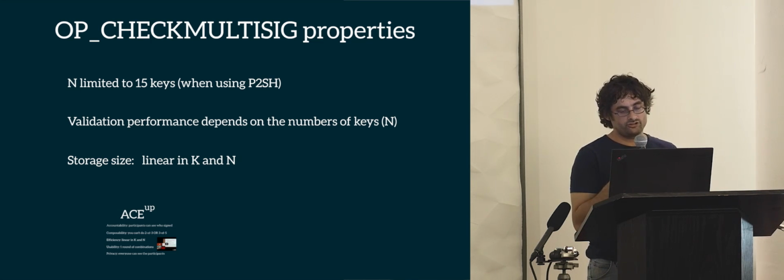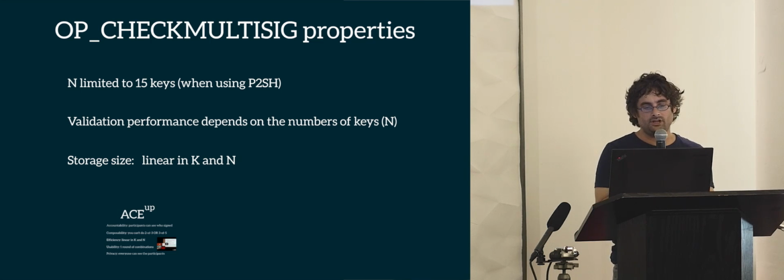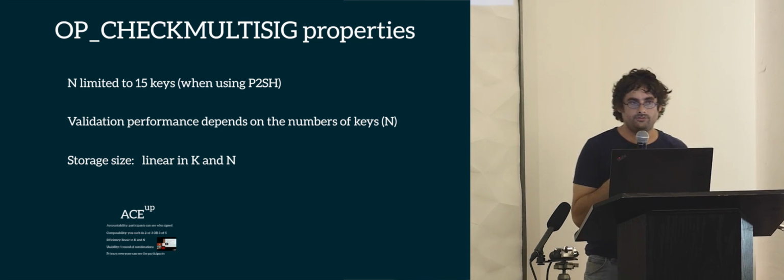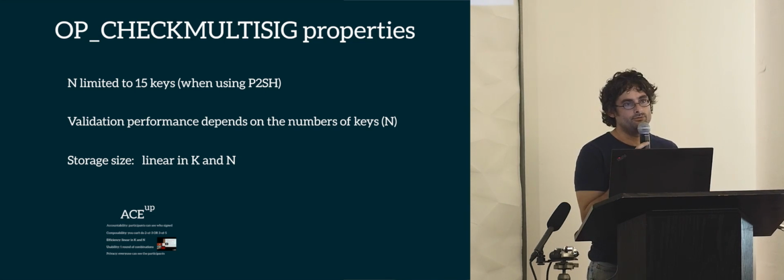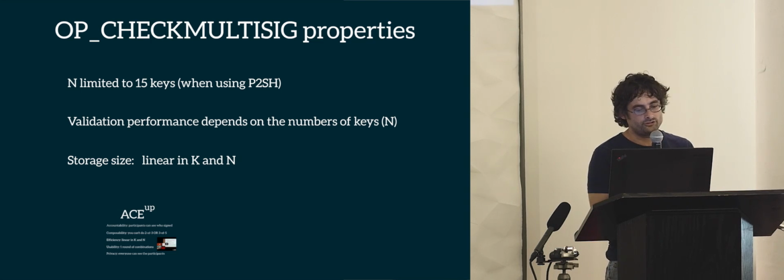And then the storage size: you need to publish the full public keys and signatures into the blockchain. So this is linear in K and N. This means that even if the restriction of these 15 keys were lifted, there is really no way of doing thousands of keys involved. The transactions would be huge.